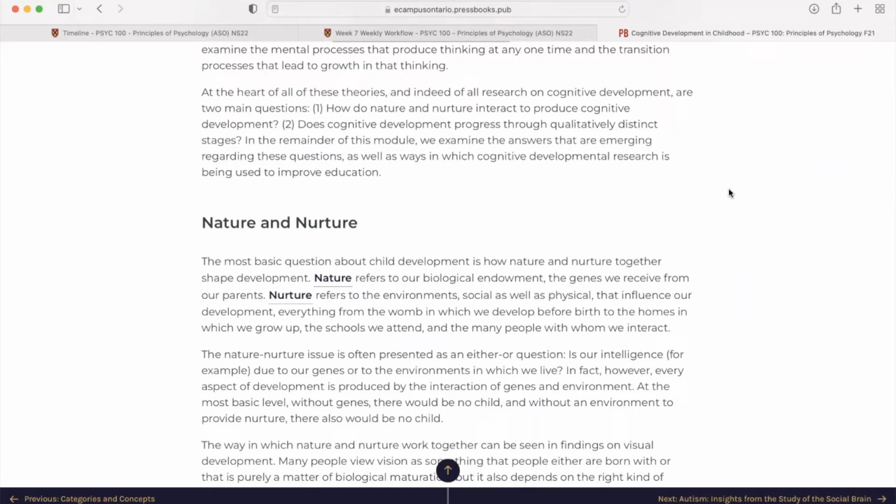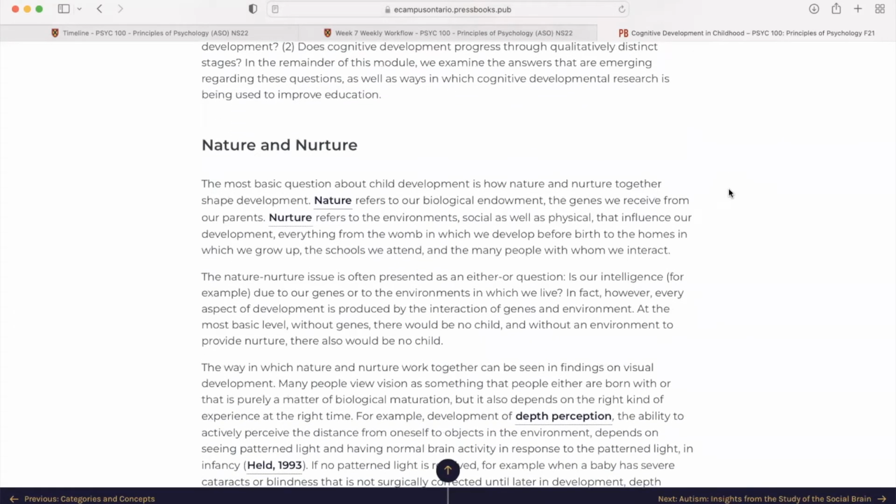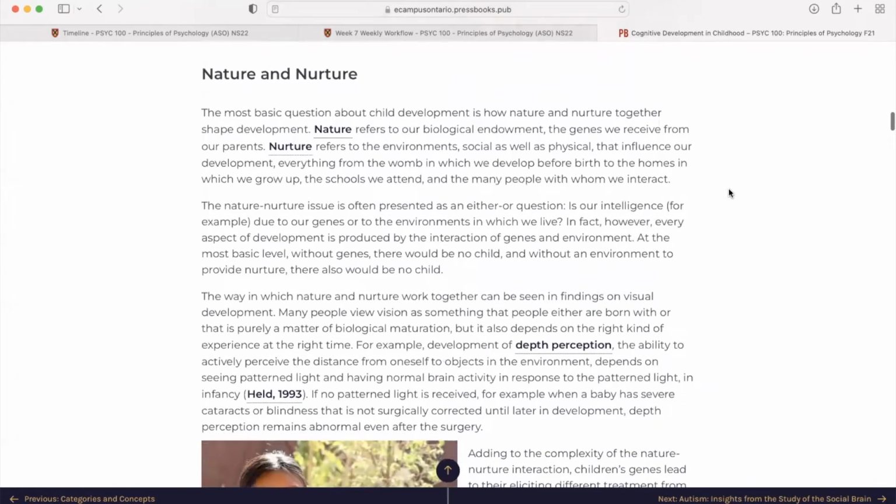Nature and nurture. The most basic question about child development is how nature and nurture together shape development. Nature refers to our biological endowment, the genes we receive from our parents. Nurture refers to the environments, social as well as physical, that influence our development. Everything from the womb in which we develop before birth to the homes in which we grow up, the schools we attend, and the many people with whom we interact.